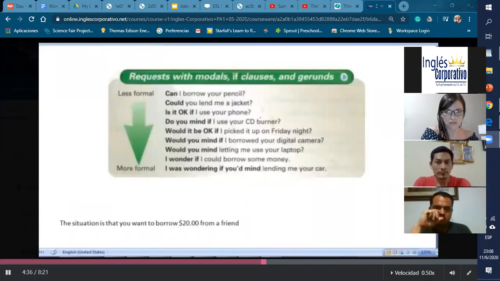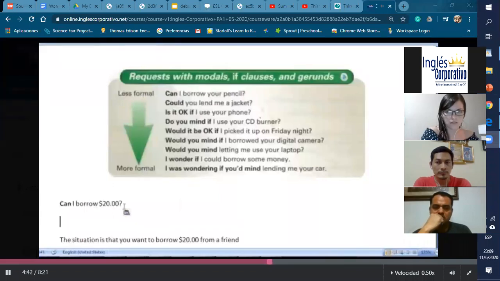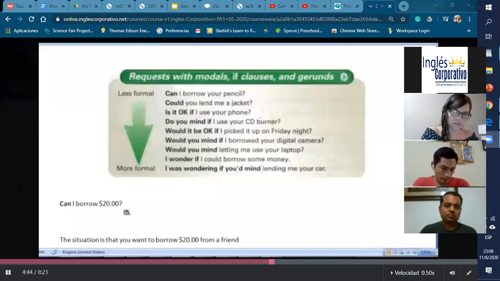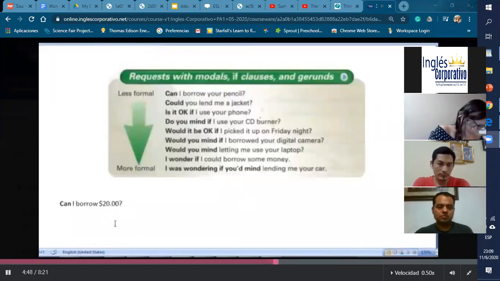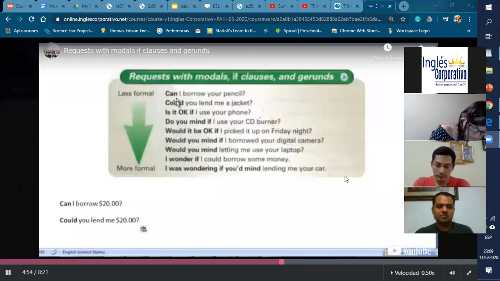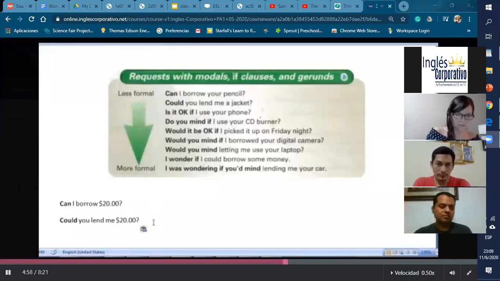How are we going to do this? Well, what's the less formal way to do it? Well, you can say, can I borrow $20? That's quite simple, right? The other way could be, could you lend me $20, right? Notice that I'm using the modal verbs, the words that are grayed out. That's what I'm using.